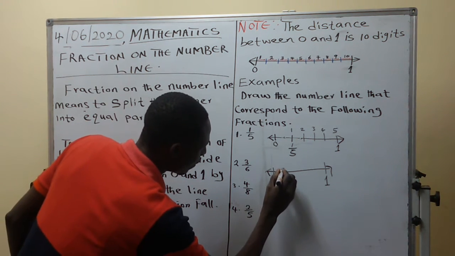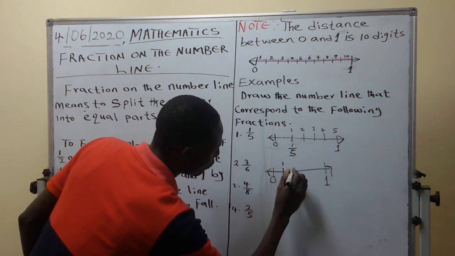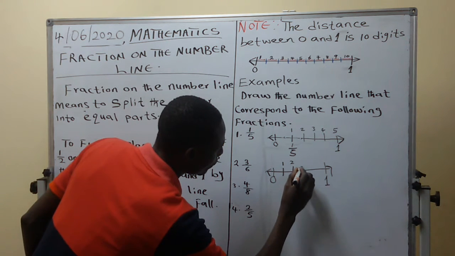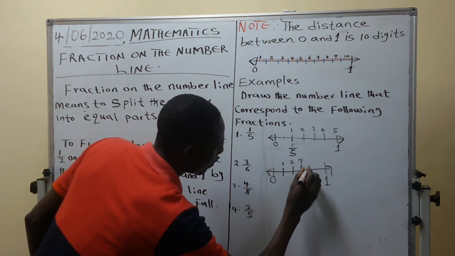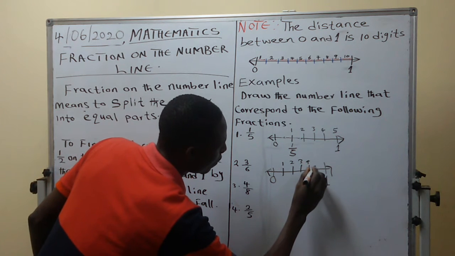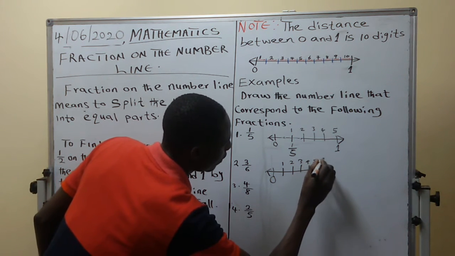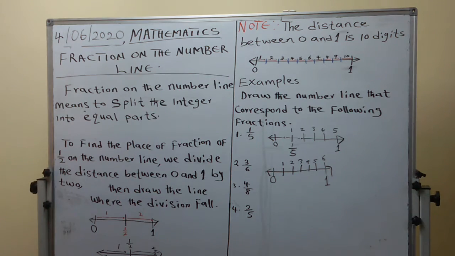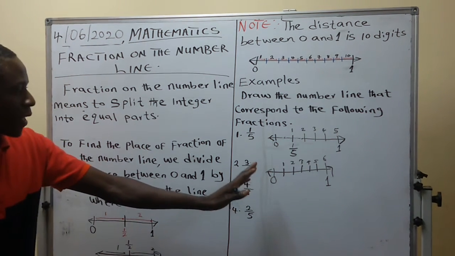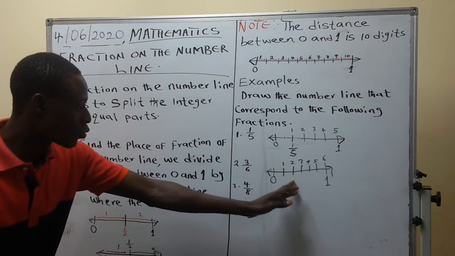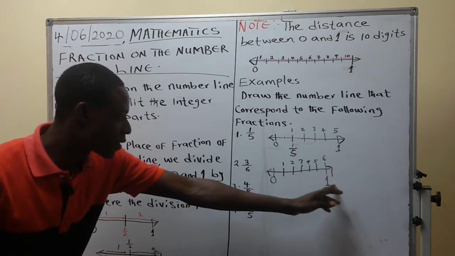Let's start. 1, 2, 3, 4, 5, 6. Now we have already done it. This is 1, 2, 3, 4, 5, 6.